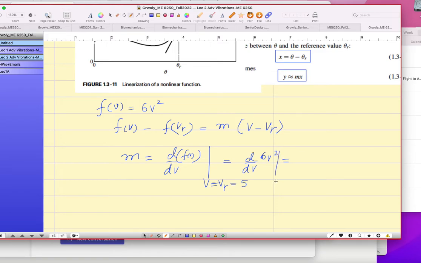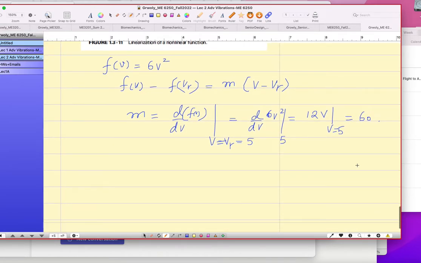What is the velocity derivative of this function? 6 times 2 is 12v, correct? 12v, and then you will set v equal to 5. So 12 times 5 is 60. So the slope is 60, correct? And then I will just write this down here. So m is 60, times v minus vr.